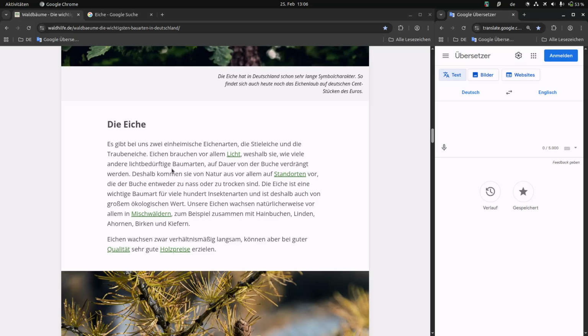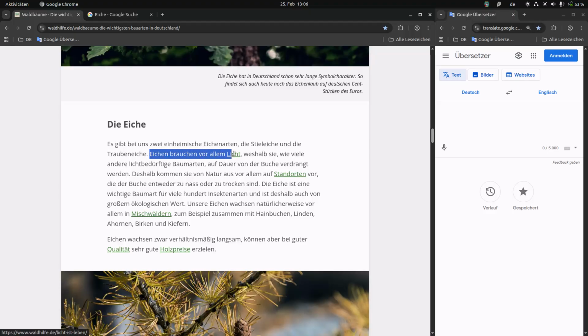So, another thing I wanted to mention, not necessarily explain, because I'm not the best at explaining grammatical structures. Like here, "Eichen brauchen vor allem Licht," you have a comma. This is because of "weshalb sie," and then there is another sentence put into that, "wie andere lichtbedürftige Baumarten." This is the subordinate clause, because there is always a lot of confusion over commas. I'm going to explain it, kind of.